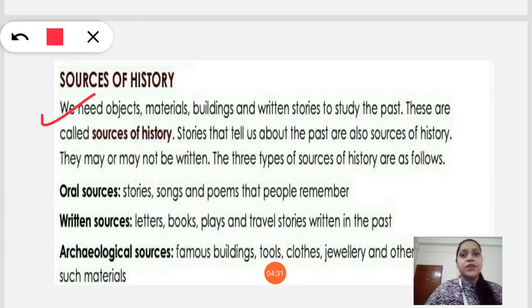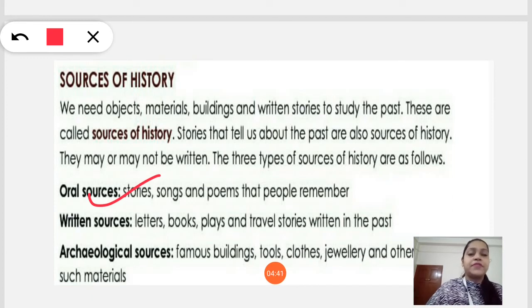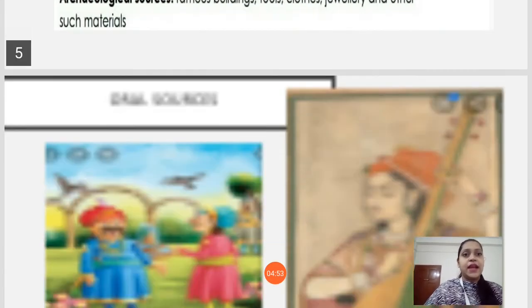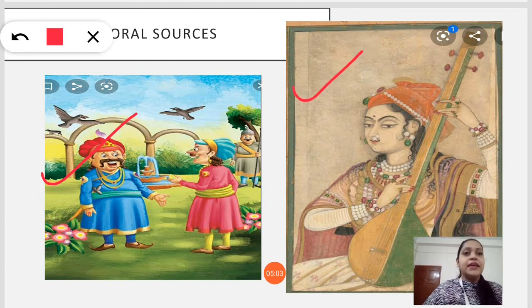Yes, we did. It was oral sources. What are the oral sources? Oral sources are the stories, songs, and poems that people remember. Stories which people used to tell each other, songs which were sung in the past, and poems which were written in the past. Here we can see, children, I have just collected a picture of oral sources. You can see stories being told and songs. These are all oral sources.